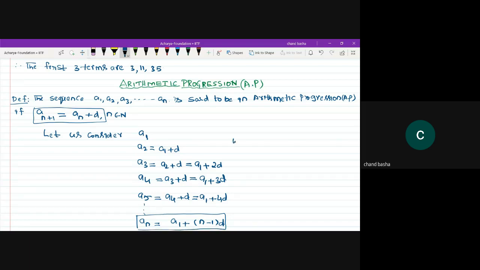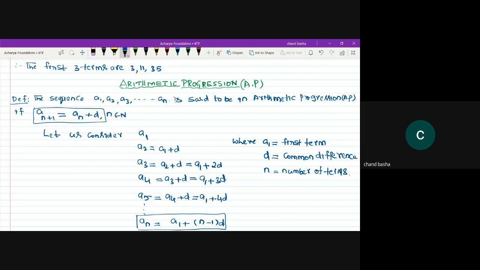Where A1 is equal to the first term of the sequence. D is equal to the common difference. And N is equal to the number of terms.